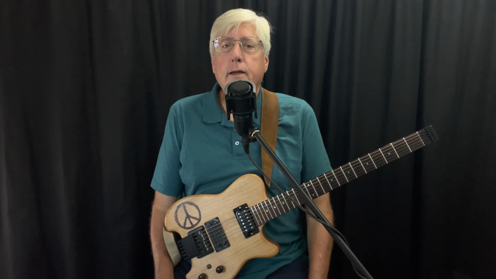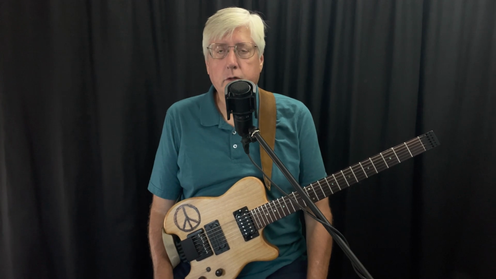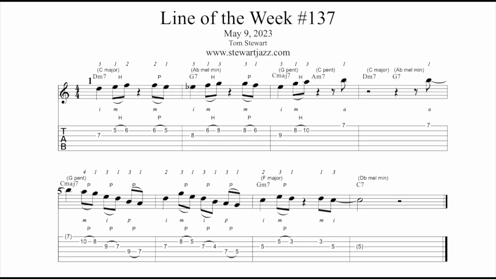Before we get to the line of the week, and so we're all on the same page, here are the chords to the progression. The chords are D minor 7 to G7 to C major 7 to A minor 7 to D minor 7 to G7 to two measures of C major 7, and then to G minor 7, and then to C7. Here are the chord scales I use.